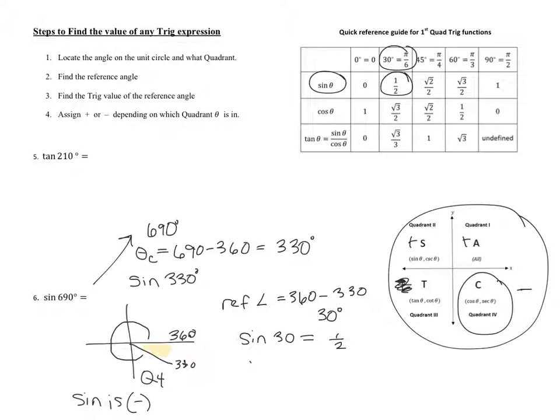So the sine of 330, we know it's 1/2. We just have to apply either positive or negative to it. Remember we talked about how in quadrant 4, the sine is negative, so that's negative 1/2. So the sine of 330 is negative 1/2, and since it's coterminal with 690 degrees, the sine of 690 degrees is also negative 1/2. So that would be the sine of 690.